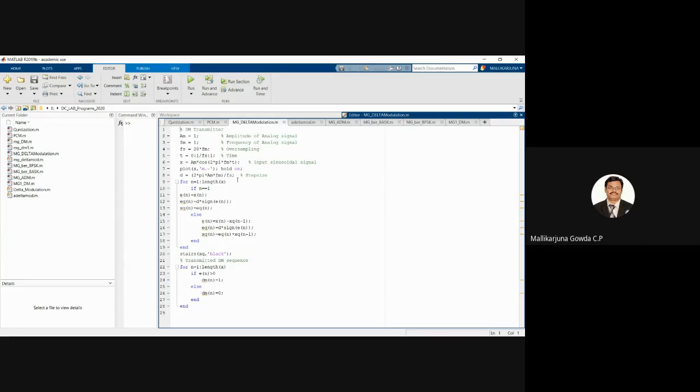Is there any question to ask here? In the first slide itself, I have written the condition AM should be greater than or equal to delta divided by 2 pi FM into Ts. From that I can find the value of delta, so that expression I have written here. That is the expression for delta, the step size.